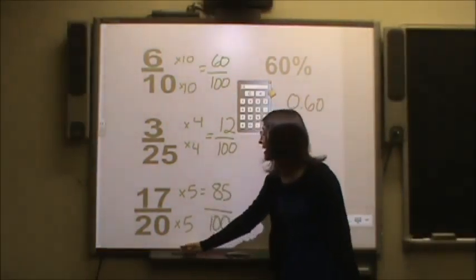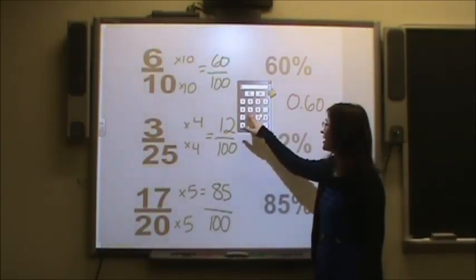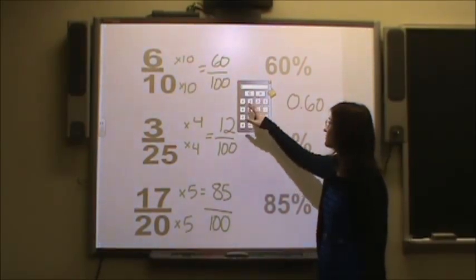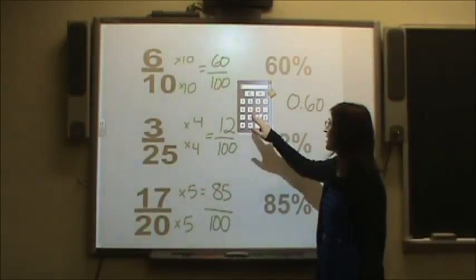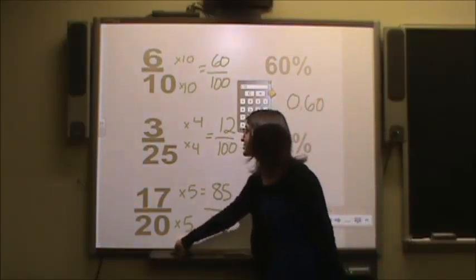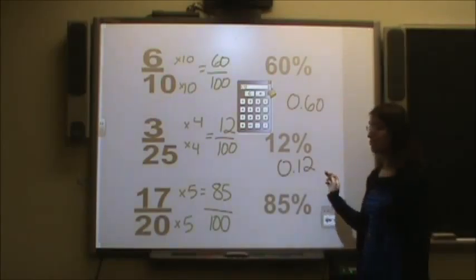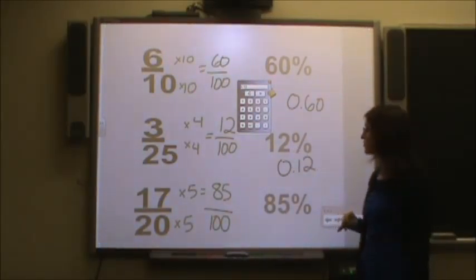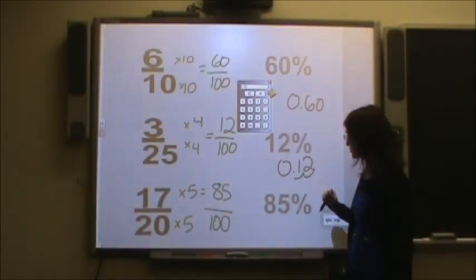Let's see about 3/25. So 3 divided by 25 equals 0.12. I can either say 12/100, and I'll easily know that our percent is going to be 12% for 12 out of 100, or I can move my decimal over twice, and that gives me 12%.